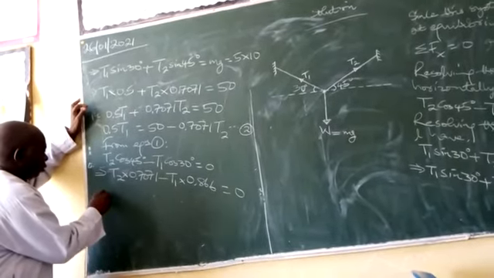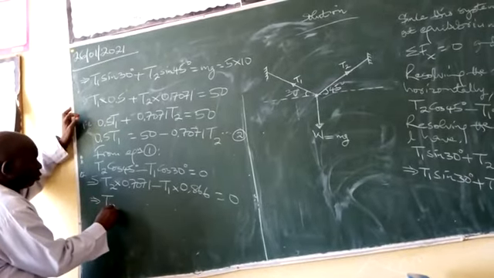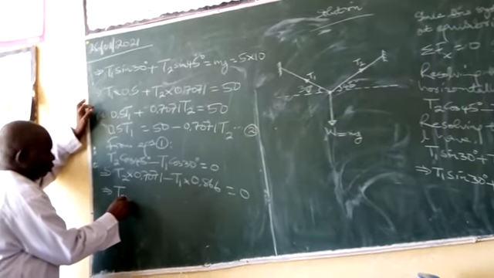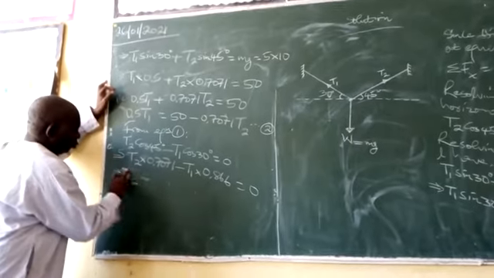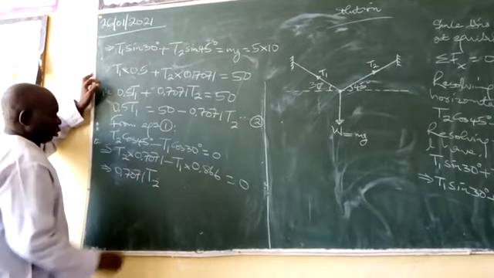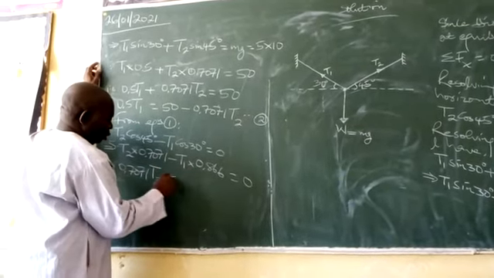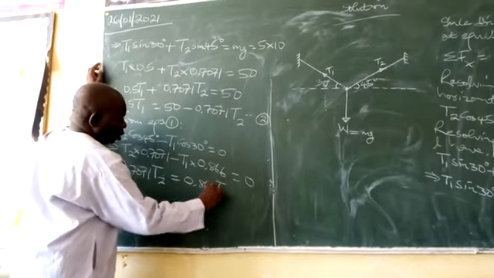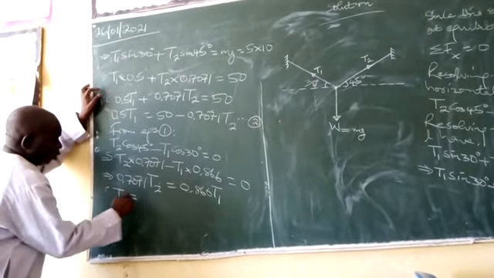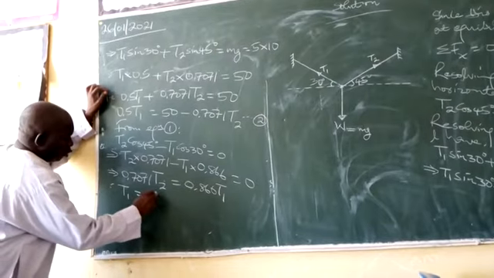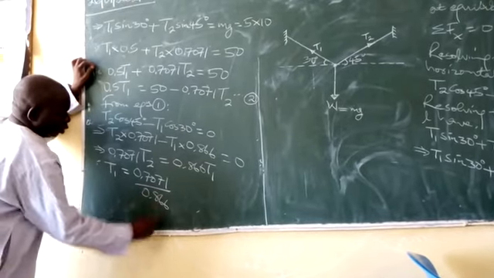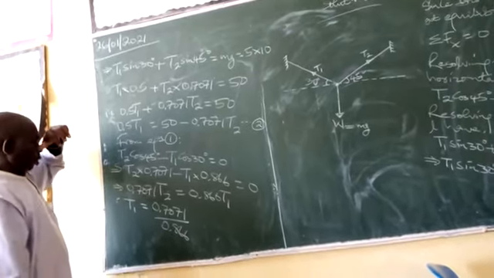Now, this means that 0.7071 T2 is equal to, taking this across, 0.866 T1. Therefore, T1 is equal to 0.7071 over 0.866 T2.